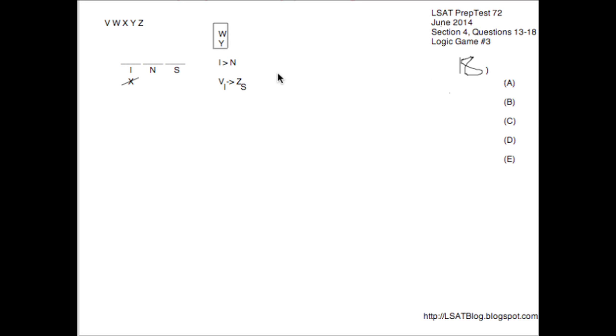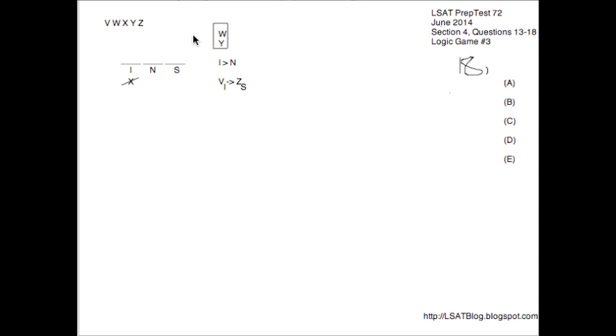Now, about Sweden specifically, we have a rule saying that if V is I, then Z is S. So you want to be thinking about choices that don't mention those variables, because that would force you to allocate both of those elsewhere. So looking through them, I see that one's not mentioning any of them. We really only have choice C, W and Y on Sweden, so I would start there.